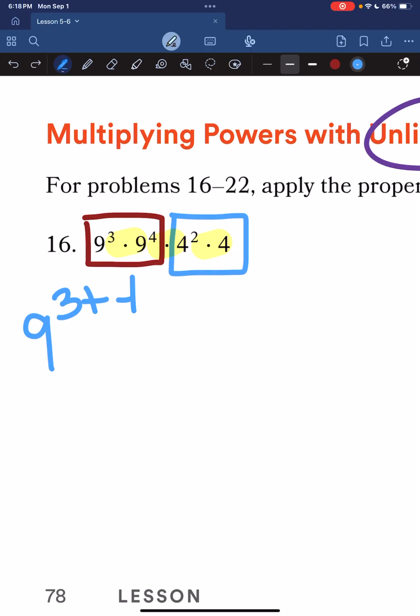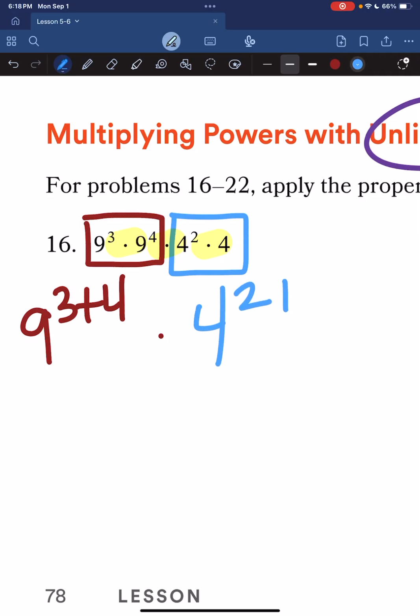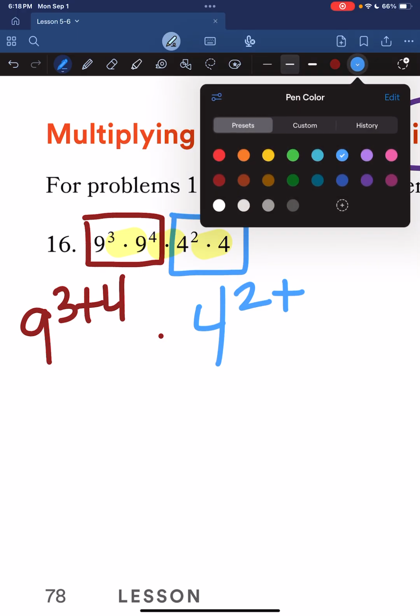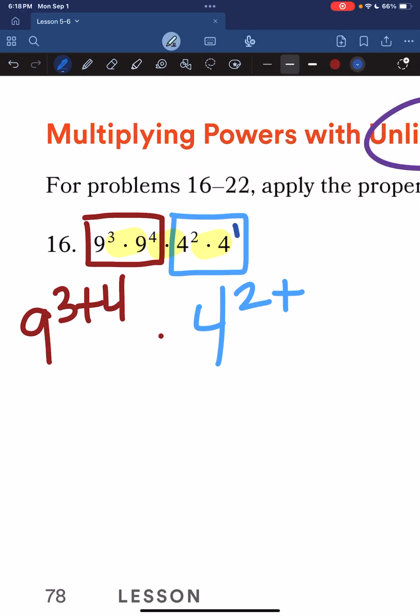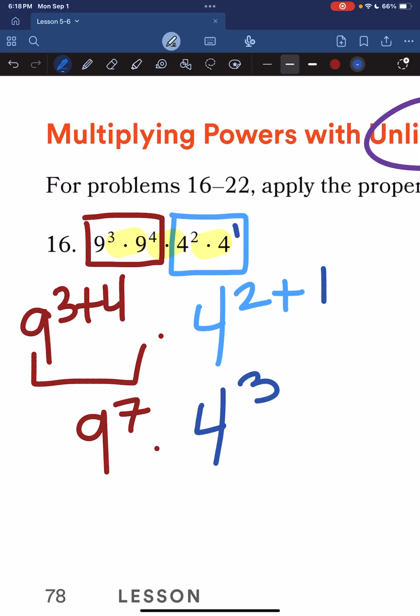Okay, wrong color. Let me keep everything the same. Try to be consistent. So we're going to have 9 to the 3 plus 4. And then we're going to multiply that by 4 to the 2 plus, we're missing a number. Well, we know that's supposed to be a 1. Good job. Even though I didn't really hear you say it, I believe you said it. Alrighty, let's keep going. So this one, if we simplify it, would be 9 to the 7th. And then we'll have times 4 to the power of 3.